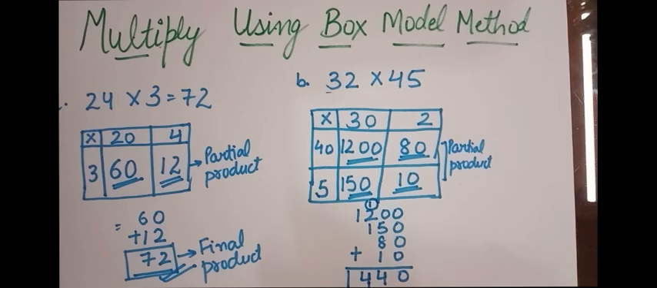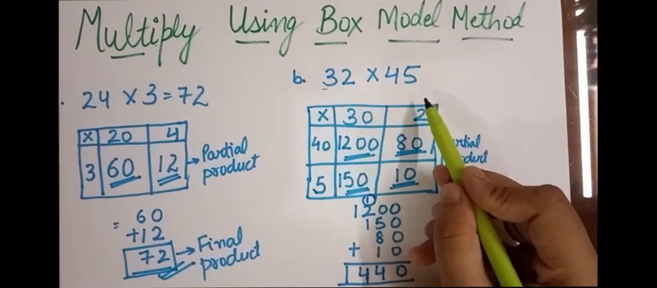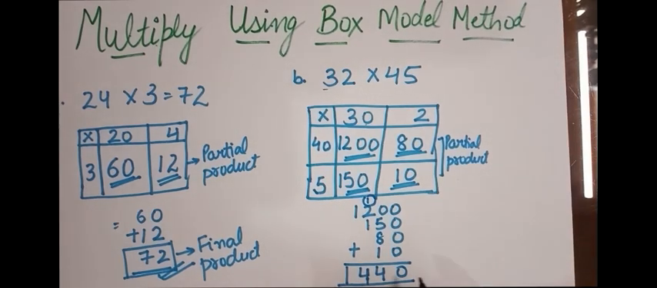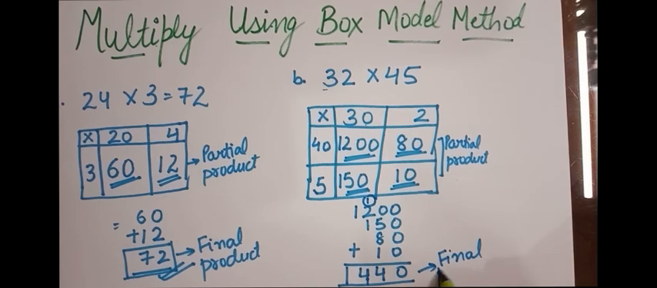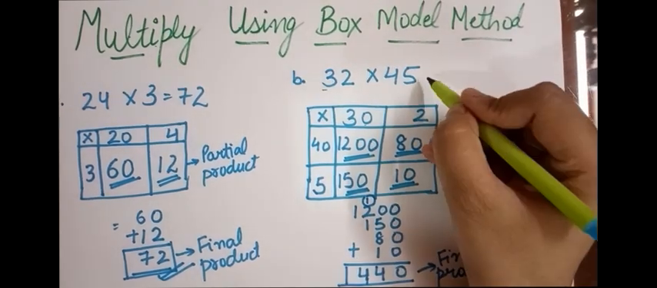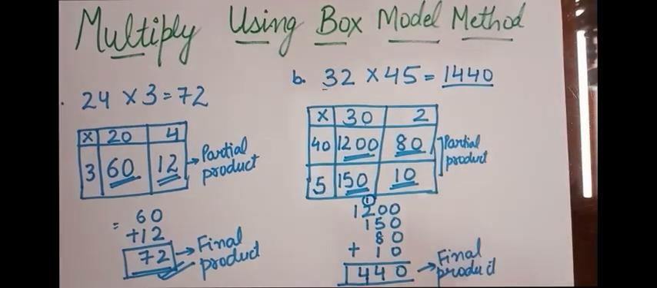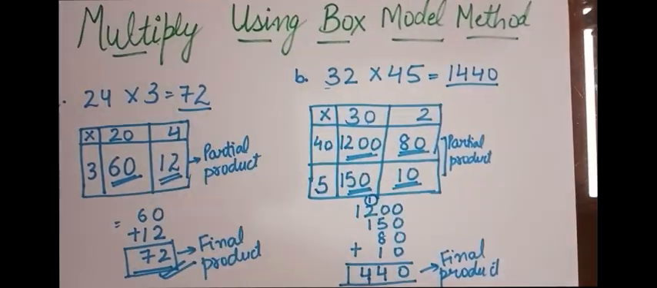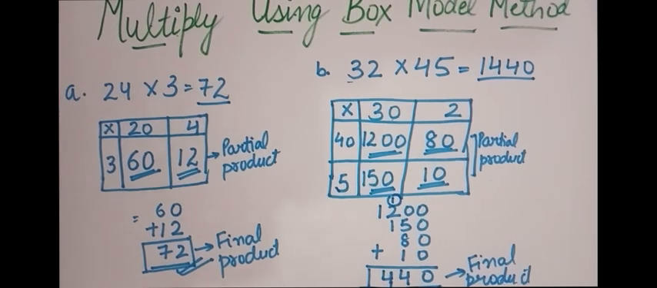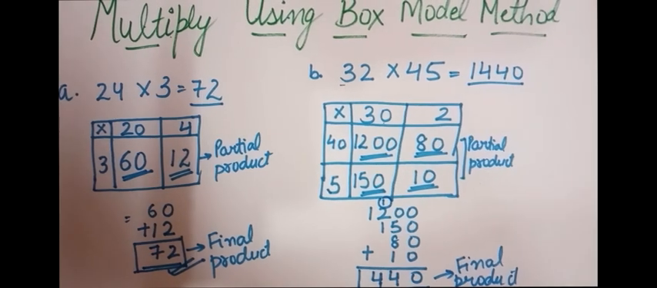So that means the product of 32 multiplied by 45 is 1440, and this is my final product. Partial product means the half product, and final product means the final answer of multiplication. So it is 1440. I hope this is clear to you, how we can multiply using the box model method.